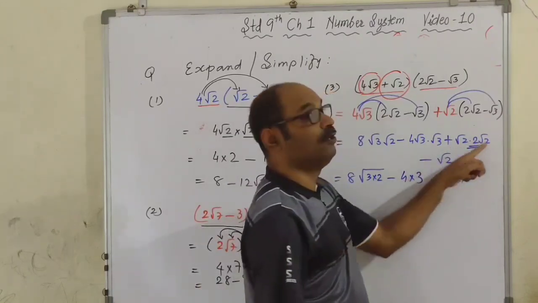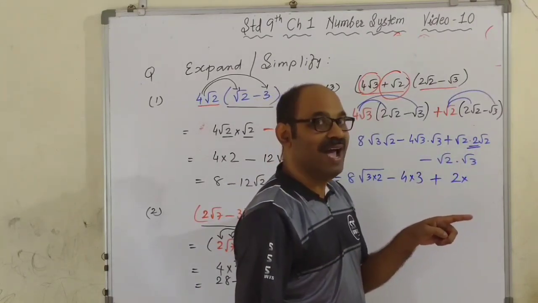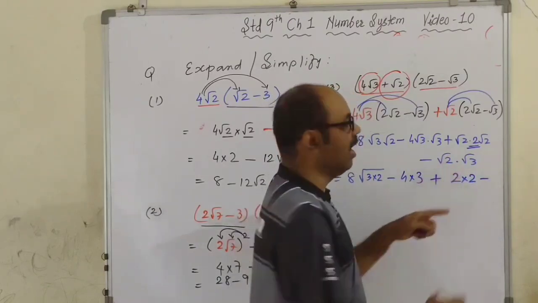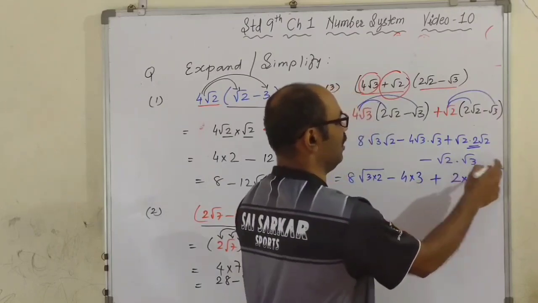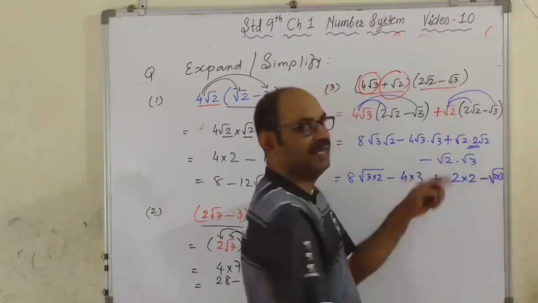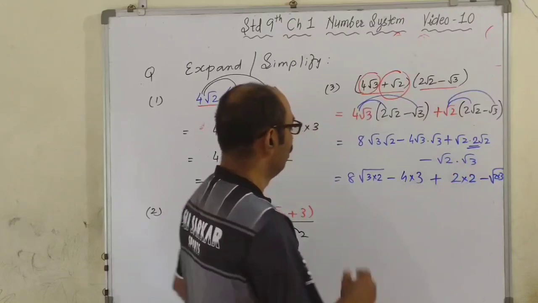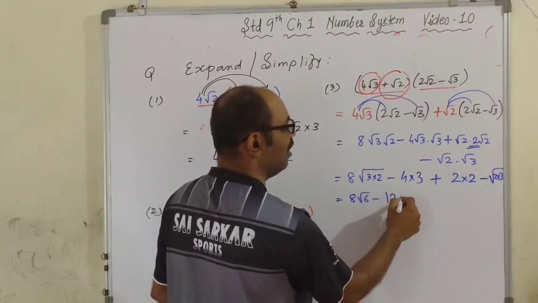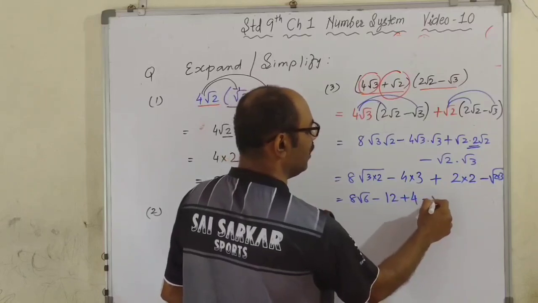Into root 2 into root 2. Root 2 square, square square root gone. So 2. Minus 1 root, 1 root or inside 2 into 3. Correct? They are not same. Fine. This is 8 root 6 minus 12 plus 4 minus root 6.